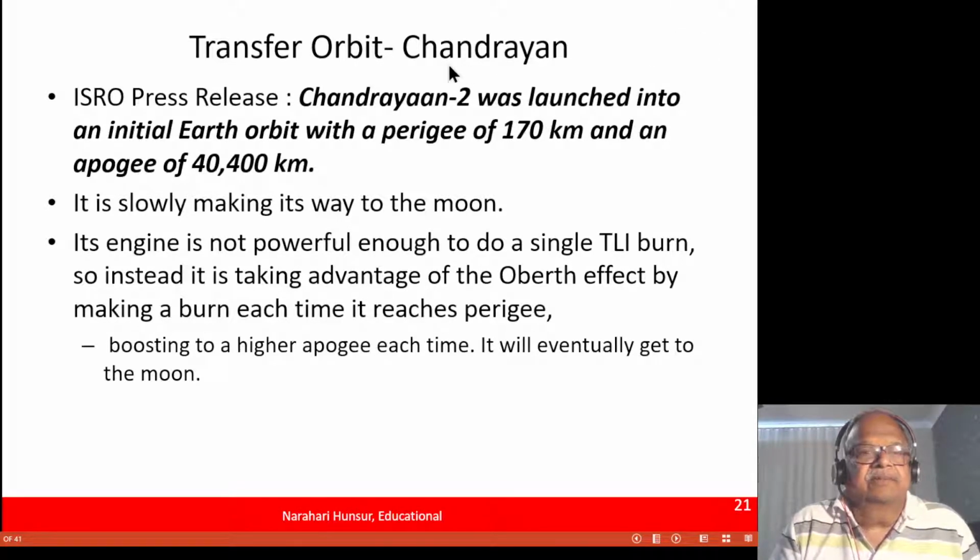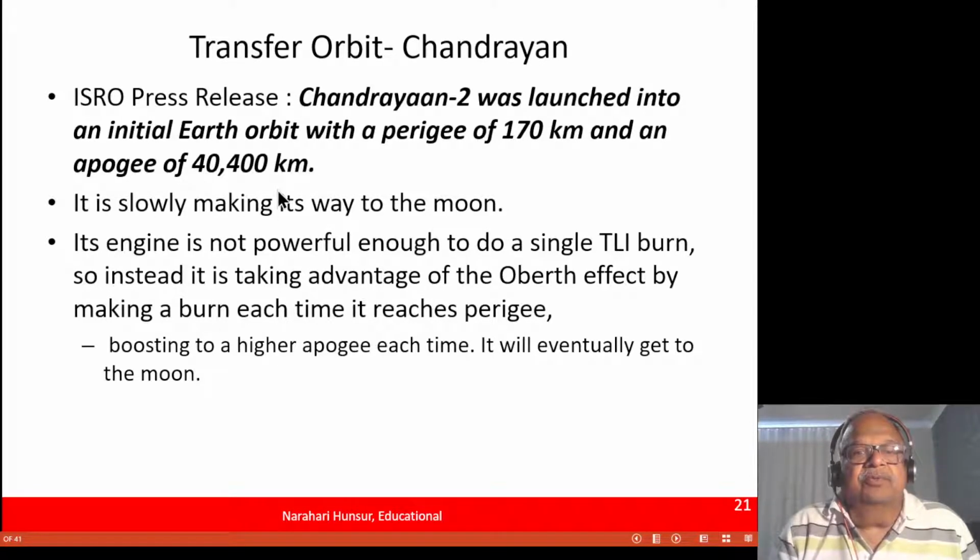This is for Chandrayaan. Again, the press release said it was launched into an initial Earth orbit with a perigee of 170 kilometers and an apogee of 40,400. I want you to note this. It's not 36,000 as with GSAT. This is 40,400.